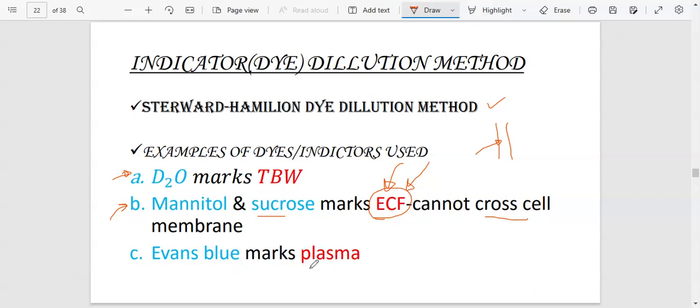Now, to measure the fluid found in plasma, we use Evans blue. Evans blue is able to measure the fluid found in plasma, because it is attracted to the plasma itself.